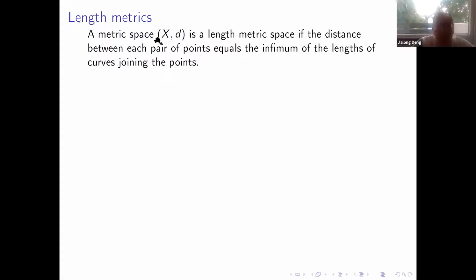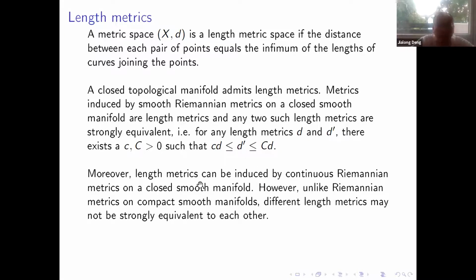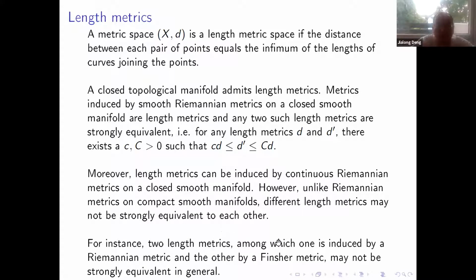Let me recall that a length metric means the distance between a pair of points equals the infimum of the lengths of curves joining the points. A closed topological manifold admits a length metric. The metrics induced by Riemannian metrics are length metrics, and they are strongly equivalent to each other. Furthermore, continuous Riemannian metrics also induce length metrics, but these length metrics may not be strongly equivalent to each other. For example, if one is induced by a Finsler metric and the other by a Riemannian metric, they may not be strongly equivalent in general.